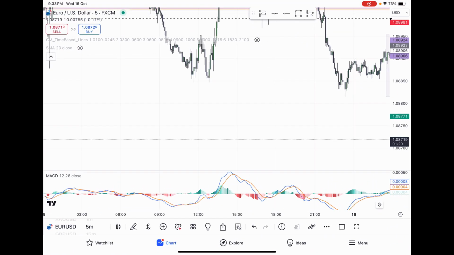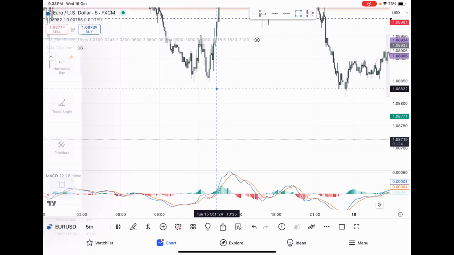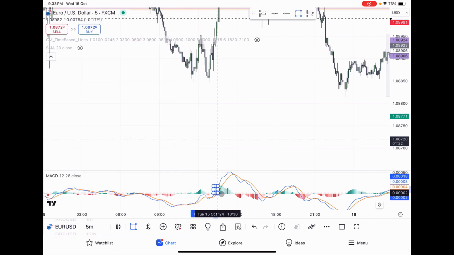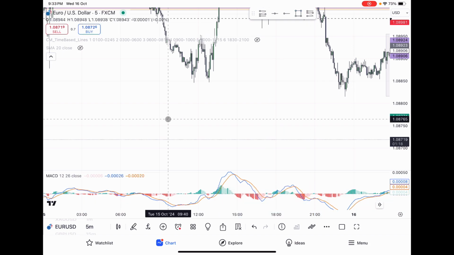Okay. What is the histogram we are talking about? You can clearly see a histogram over here, right? This green area, this red area, that is the histogram. So this histogram basically is giving you the direction of the trend. It tells you where the trend is going to go.